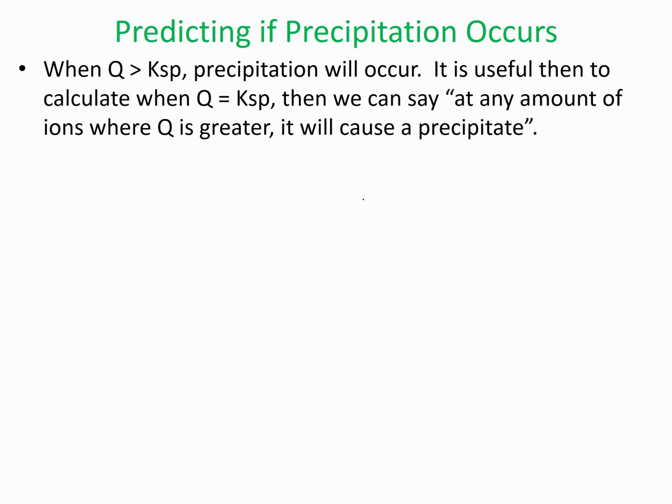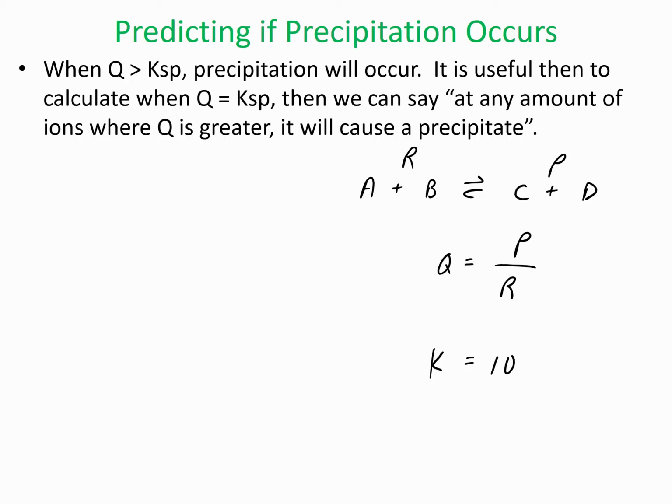So remember, if you have A plus B, and then it makes C and D, remember what Q was. At equilibrium, it's C times D over A times B. Let's just call it products and reactants. It's products over reactants, and this is what Q equals. And let's say K, the equilibrium constant, was 10.